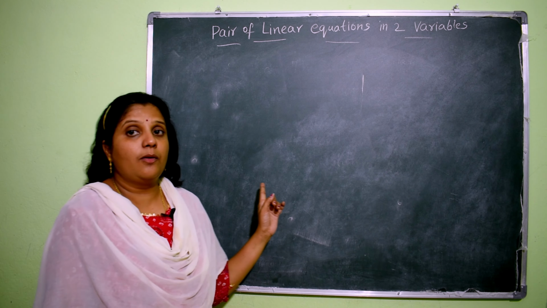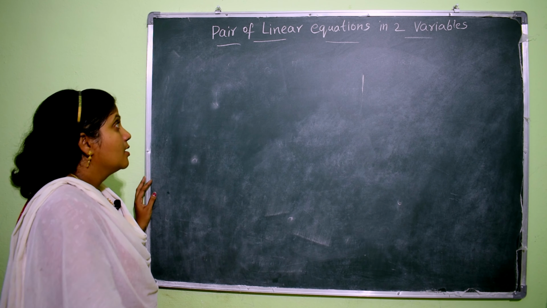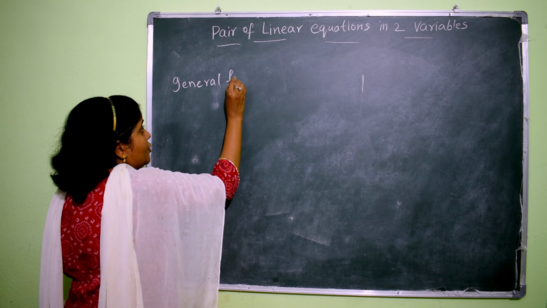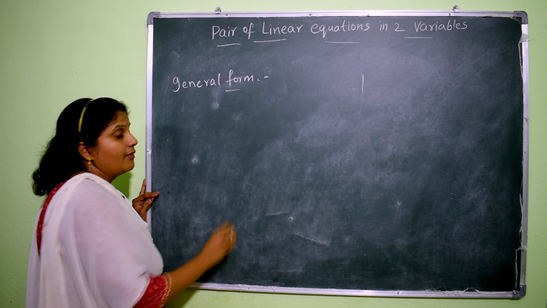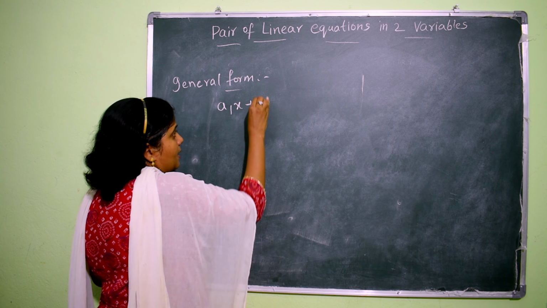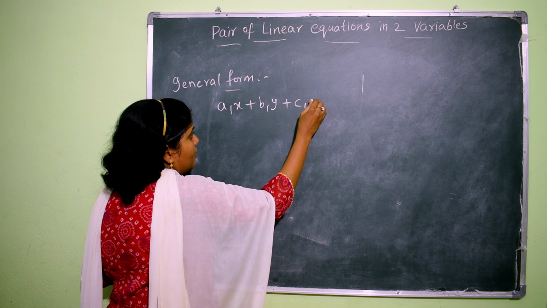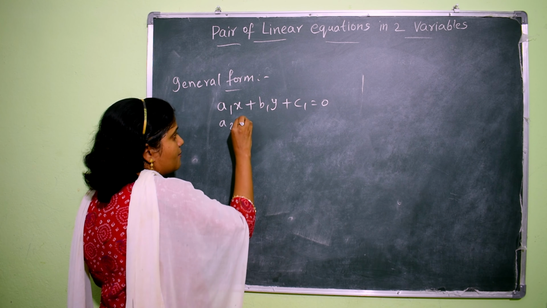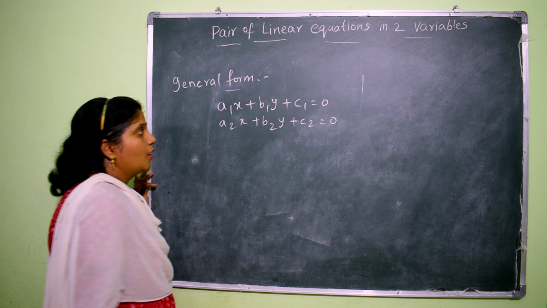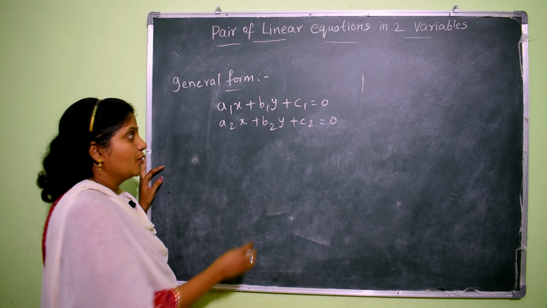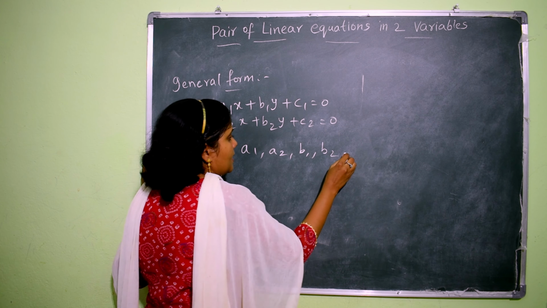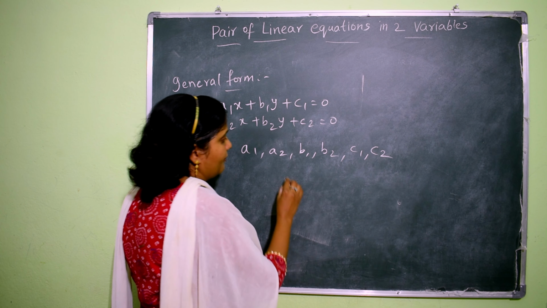What is the general form of the linear equations? Let's write the general form of the pair of linear equations in two variables: a1x + b1y + c1 = 0, and a2x + b2y + c2 = 0. What are these a1, a2, b1, b2 and c1, c2? They are nothing but real numbers.